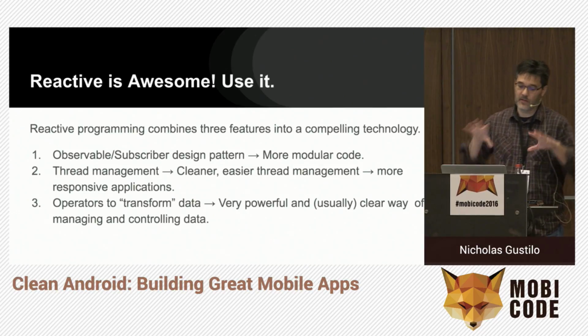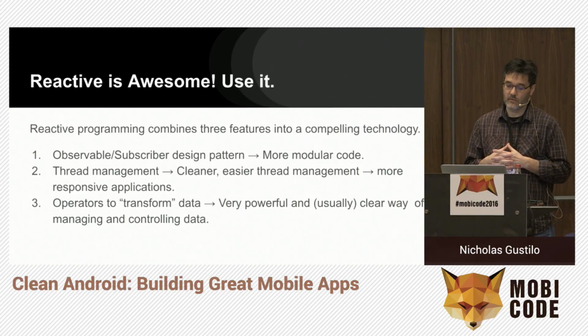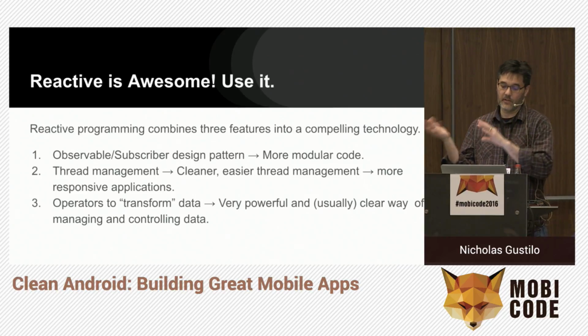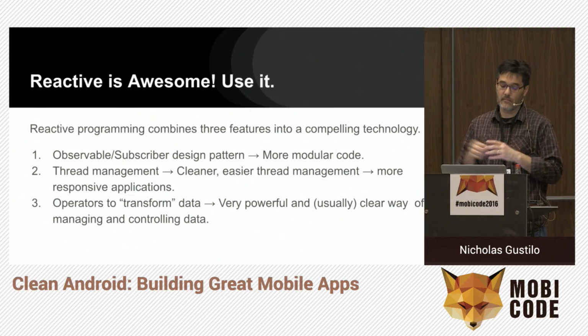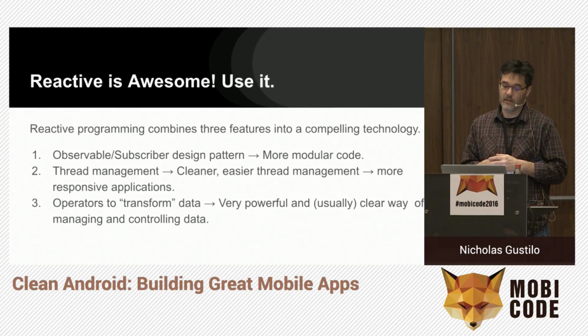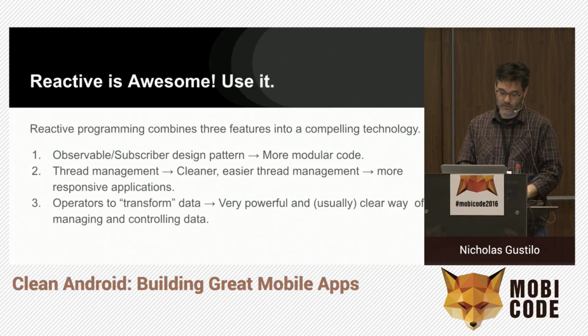Okay, so let me just summarize. This is my general summary of Rx and why I think it's great, and why you should strongly consider using it. Rx combines three features. First, the observer subscriber design pattern, which tends to lead to more modular code and makes it much easier to separate things. Second, very powerful and elegant thread management that's cleaner and easier. And third, these powerful operators to transform data in a clear way, which makes it easier to manage and control data.